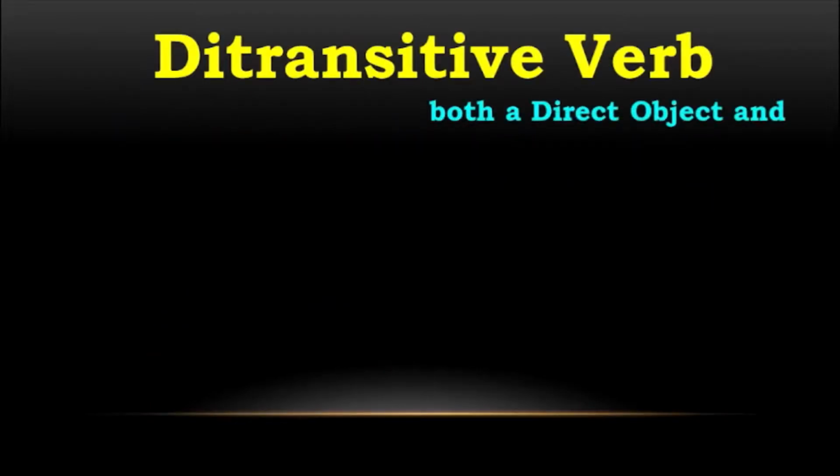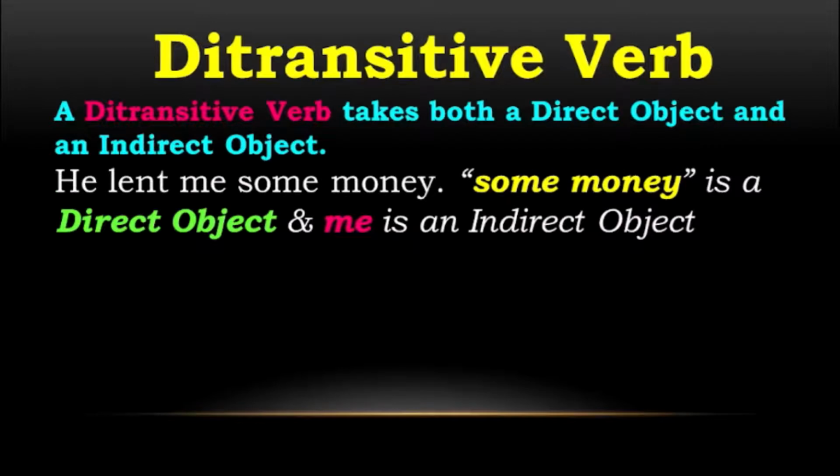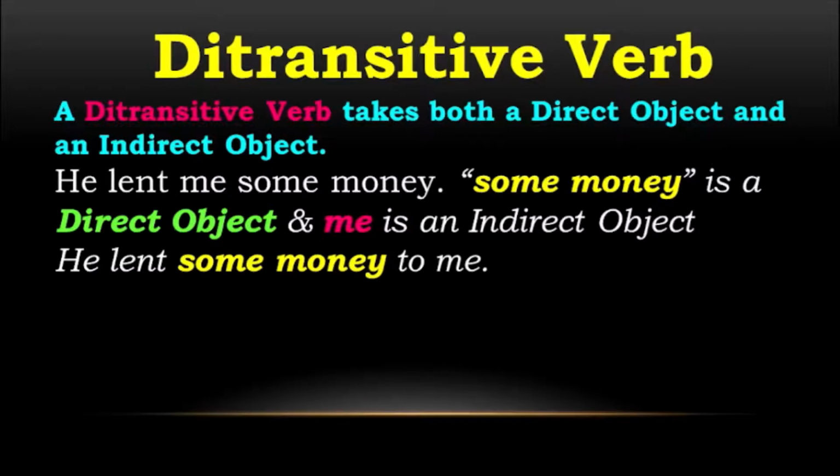Ditransitive verb. A ditransitive verb takes both a direct object and an indirect object. He lent me some money. Some money is a direct object and me is an indirect object. More examples: he lent some money to me. Some money is your direct object and me is your indirect object.